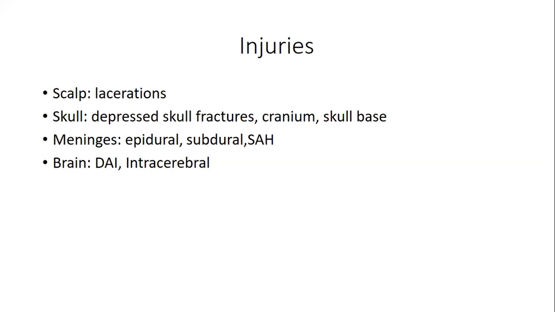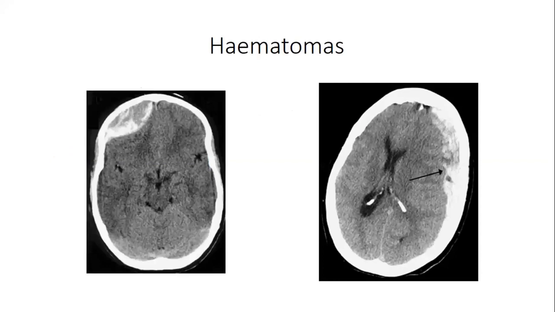The skull usually fractures: depressed fractures of the skull, or fractures of the cranium and the skull base, the meninges, epidural, subdural, and subarachnoid hemorrhages, and then diffuse axonal injuries in the brain and intracerebral bleeds are the commonest injuries. In this picture, you can appreciate an epidural hematoma right here, and on the other side, a subdural hematoma with a shift of midline structures of the brain to the opposite side.